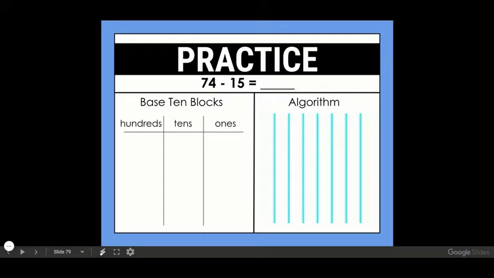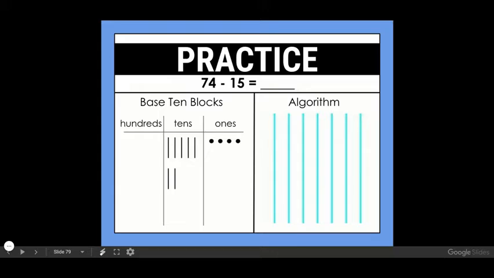So first I'm going to use a strategy that you're familiar with, which is the base 10 blocks. And then I'm going to show you how that compares to the algorithm. So for base 10 blocks, our first step is to build our minuend. And our minuend is 74. So I'm going to build 7 tens, 1, 2, 3, 4, 5, 6, 7, and 4 ones. 1, 2, 3, 4. My next step is to take away my subtrahend.